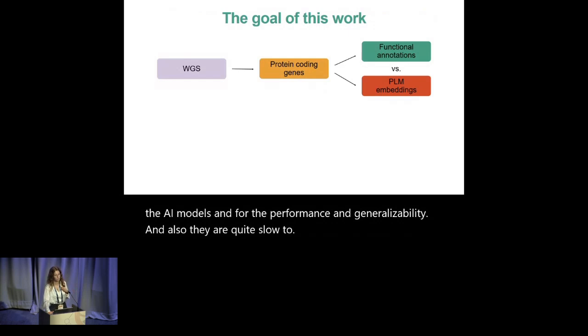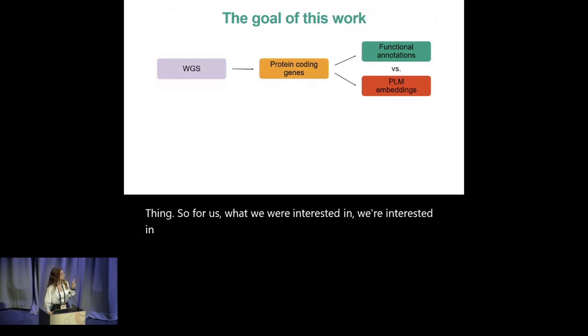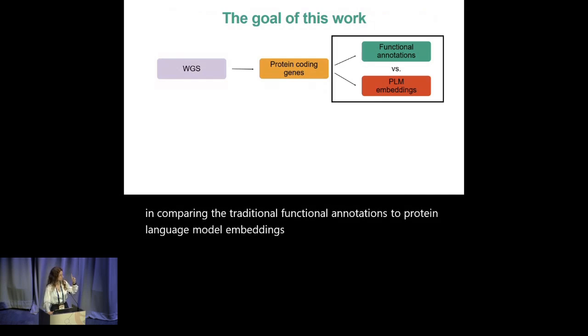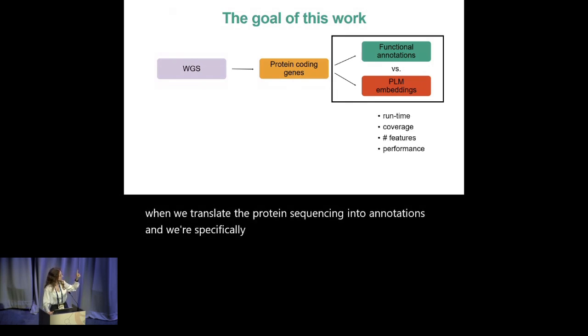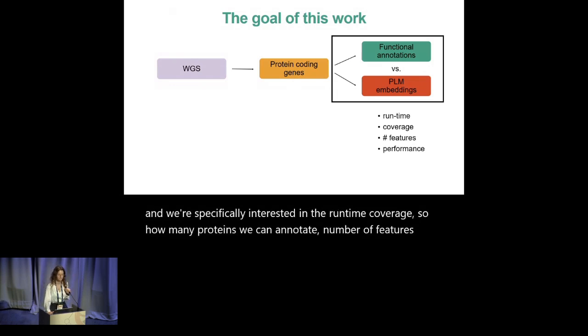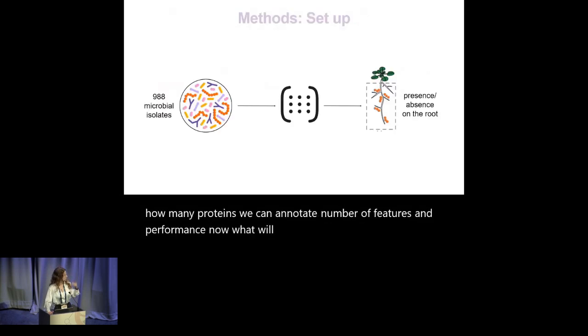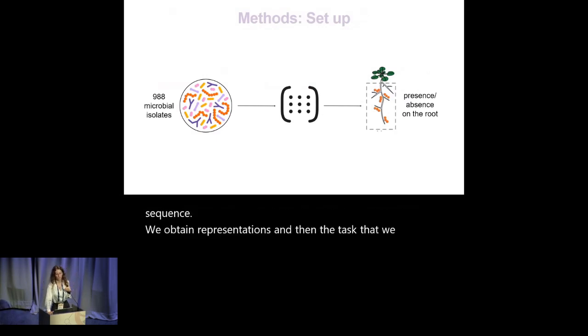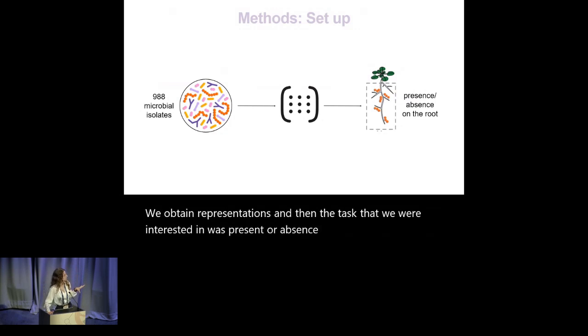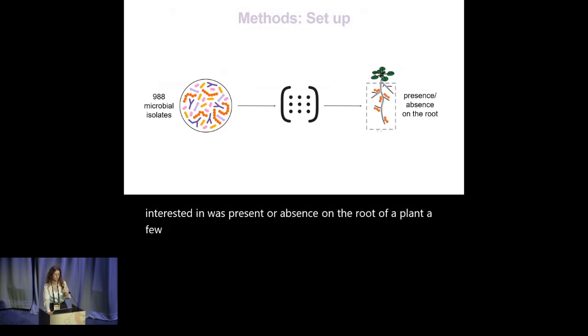So for us, what we were interested in was comparing the traditional functional annotations to protein language model embeddings, and specifically in this step, when we translate the protein sequences into annotations. And we were specifically interested in the runtime, coverage, so how many proteins we can annotate, number of features, and performance. Now, what were we evaluating on? So we had around 1,000 microbial isolates that were whole genome sequenced. We obtained representations, and then the task that we were interested in was presence or absence on the root of a plant a few weeks after inoculation.